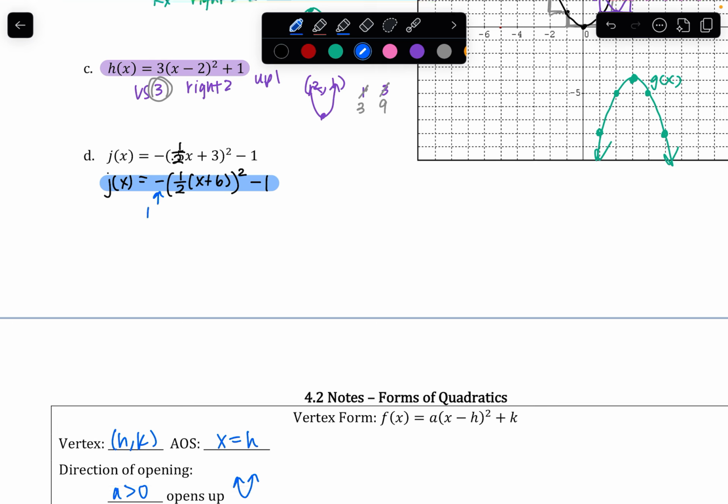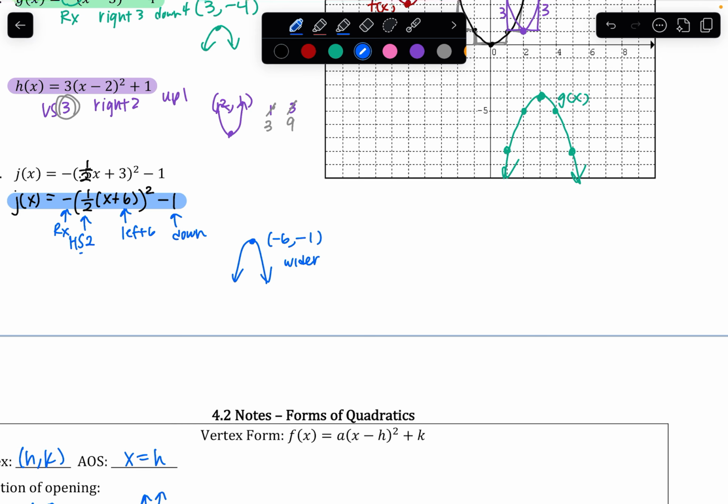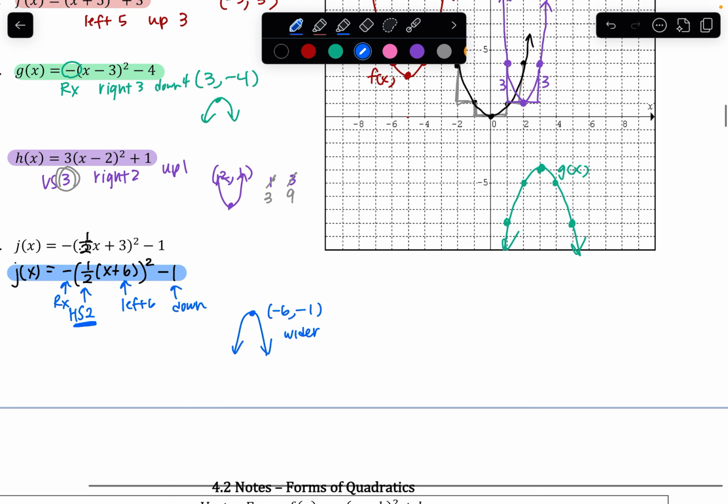We have a reflection across the x-axis. We have a horizontal stretch by 2. We have a left 6, down 1. Okay, so vertex is (-6, -1), and it's opening down, and it's going to be wider because of that horizontal stretch. And so my x's are going to change by 2's. Okay, so let's get the vertex, (-6, -1), and then to get our other points, instead of going down 1 over 1, this is if there was no stretch or compression.